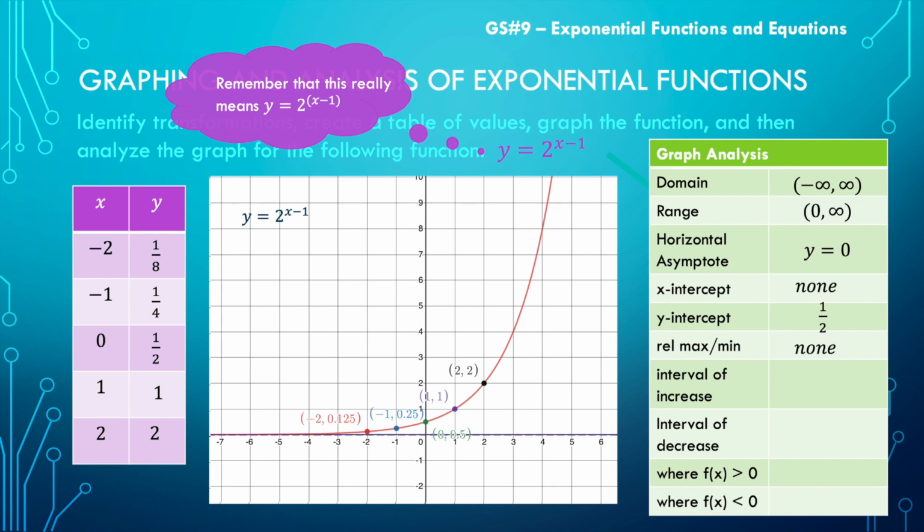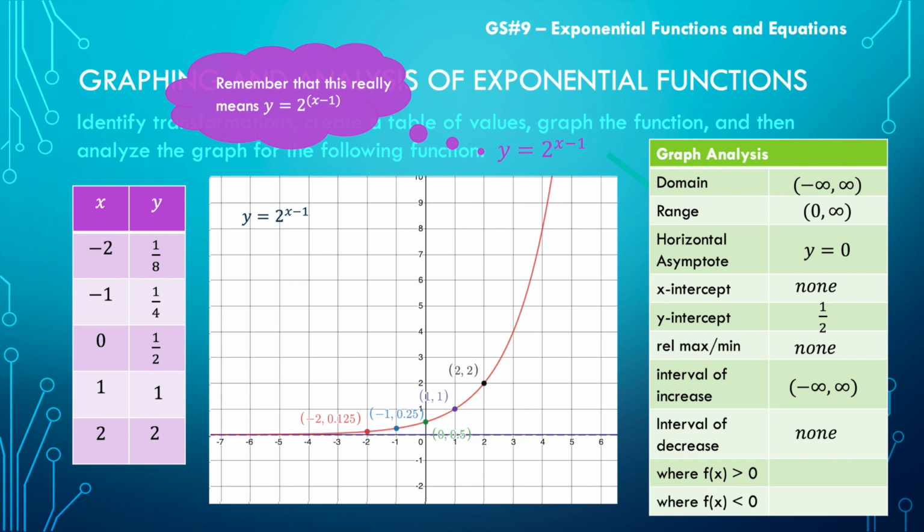All right, so what is the interval of increase? Where is this graph actually increasing? We can say the entire thing, right? So we are thinking about the domain of the entire graph, and that would be negative infinity to positive infinity. Now, the interval of decrease would be where this graph is decreasing, and this is nowhere. It's not decreasing anywhere.